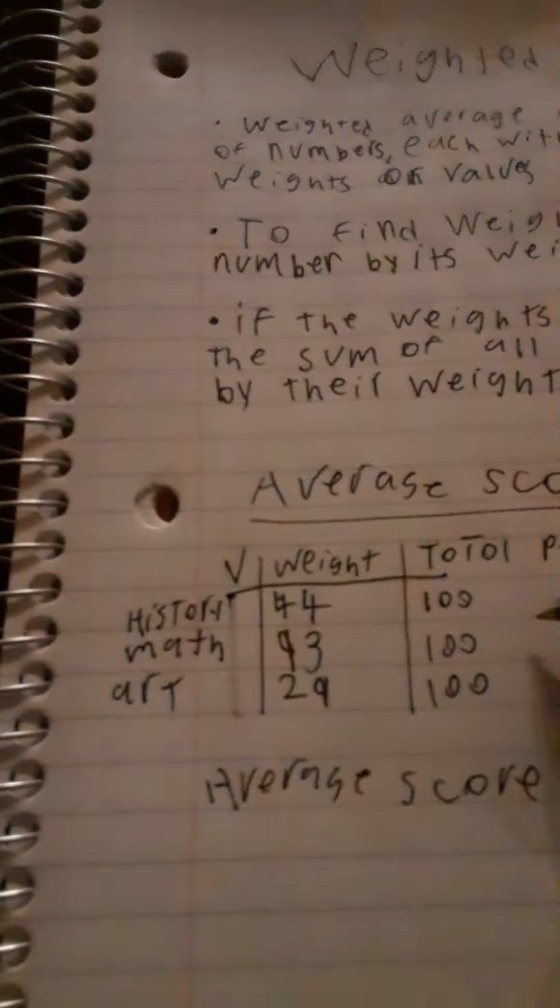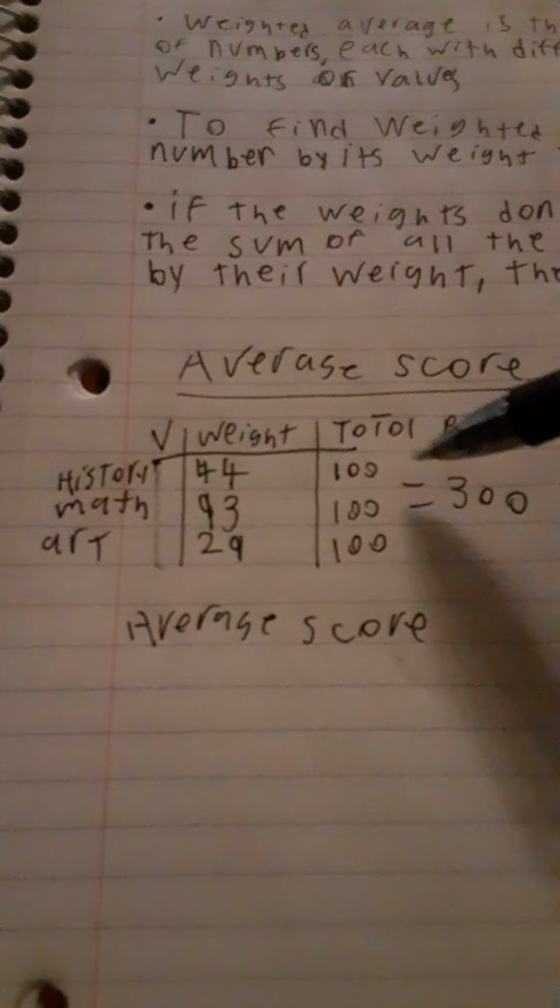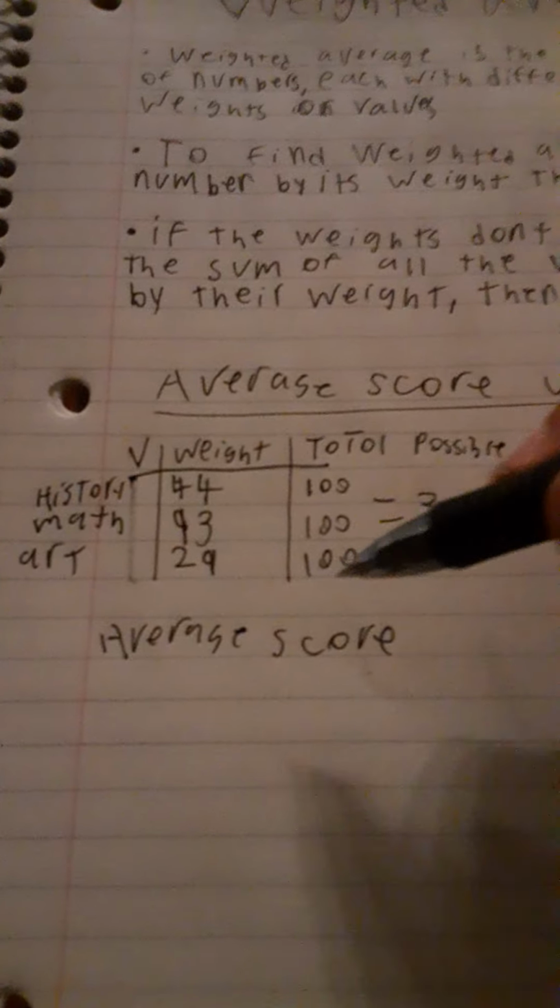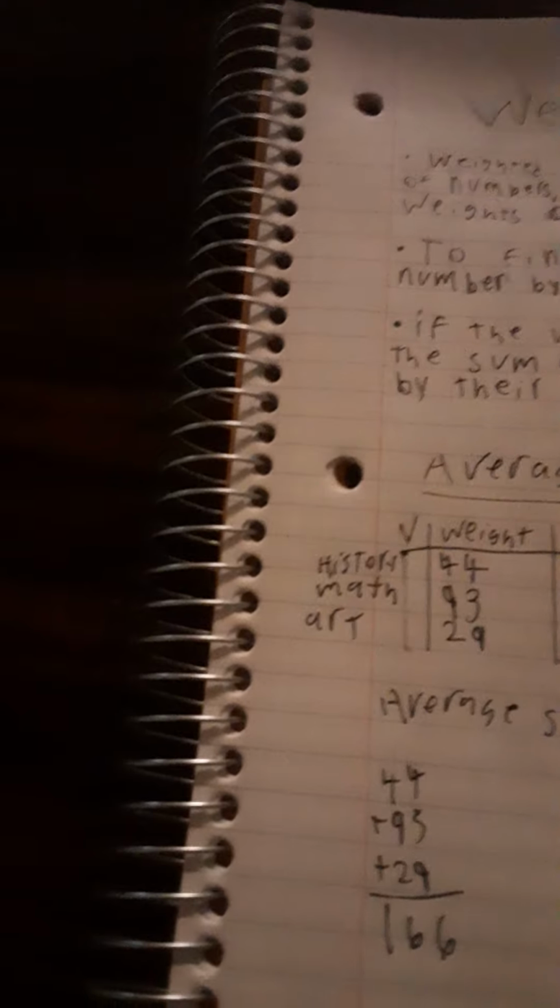So our possible, as in everything we could possibly get at the absolute most, would be 300. But our averages are, instead of 100, these numbers. So what we're going to do is add 44, 93, and 29. Adding 44 plus 93 plus 29 gets us 166. Now that's 166 out of 300.